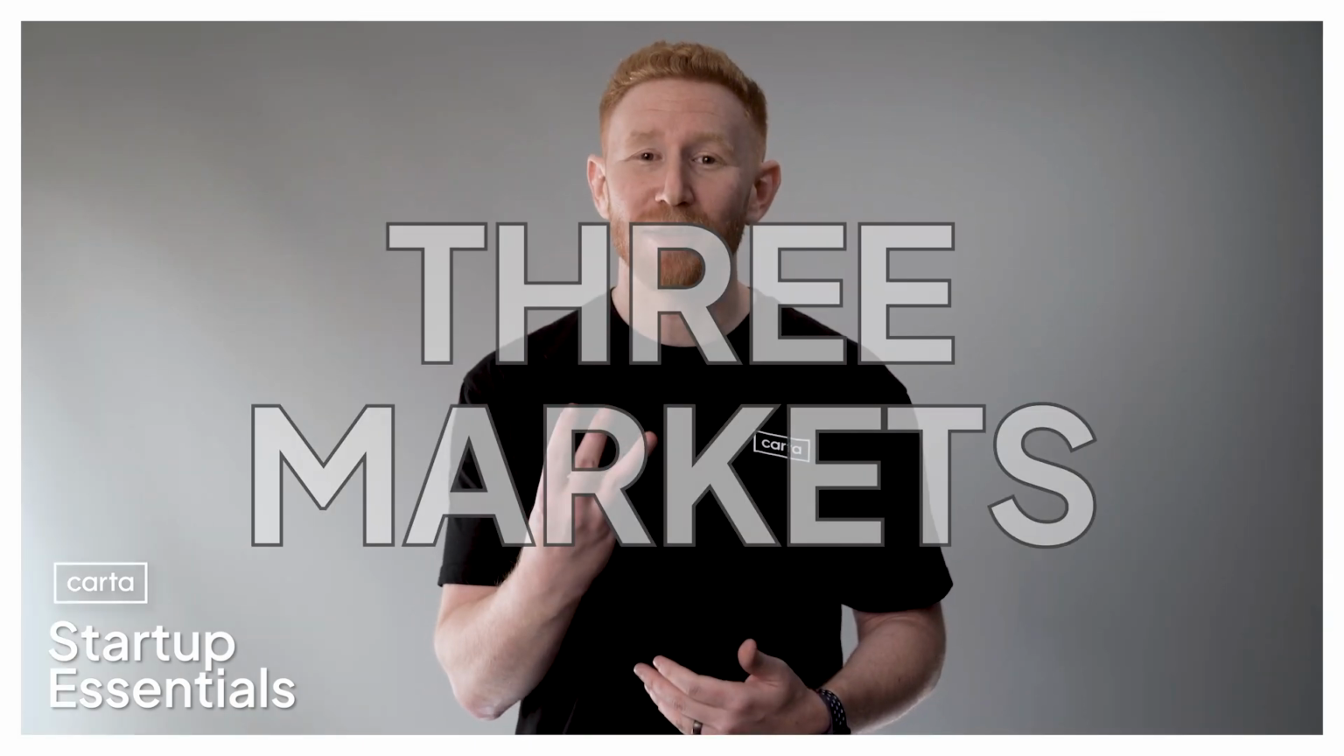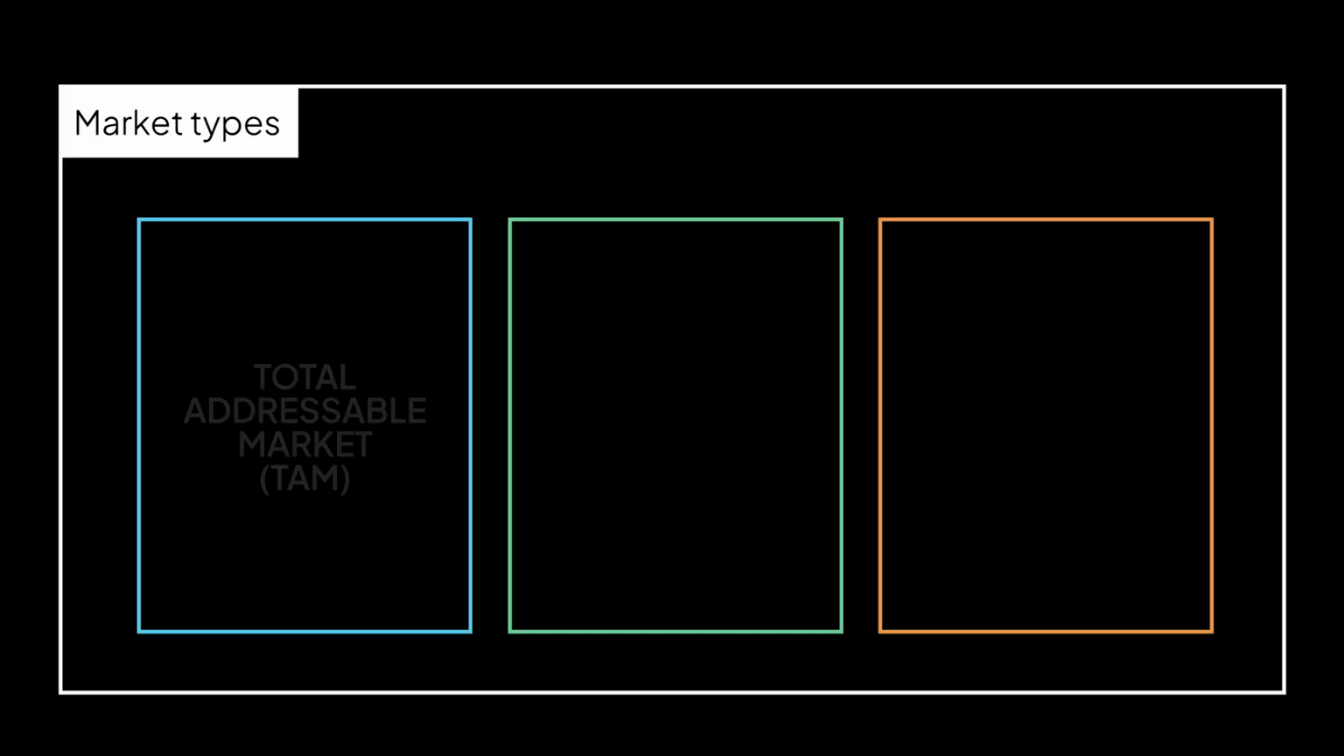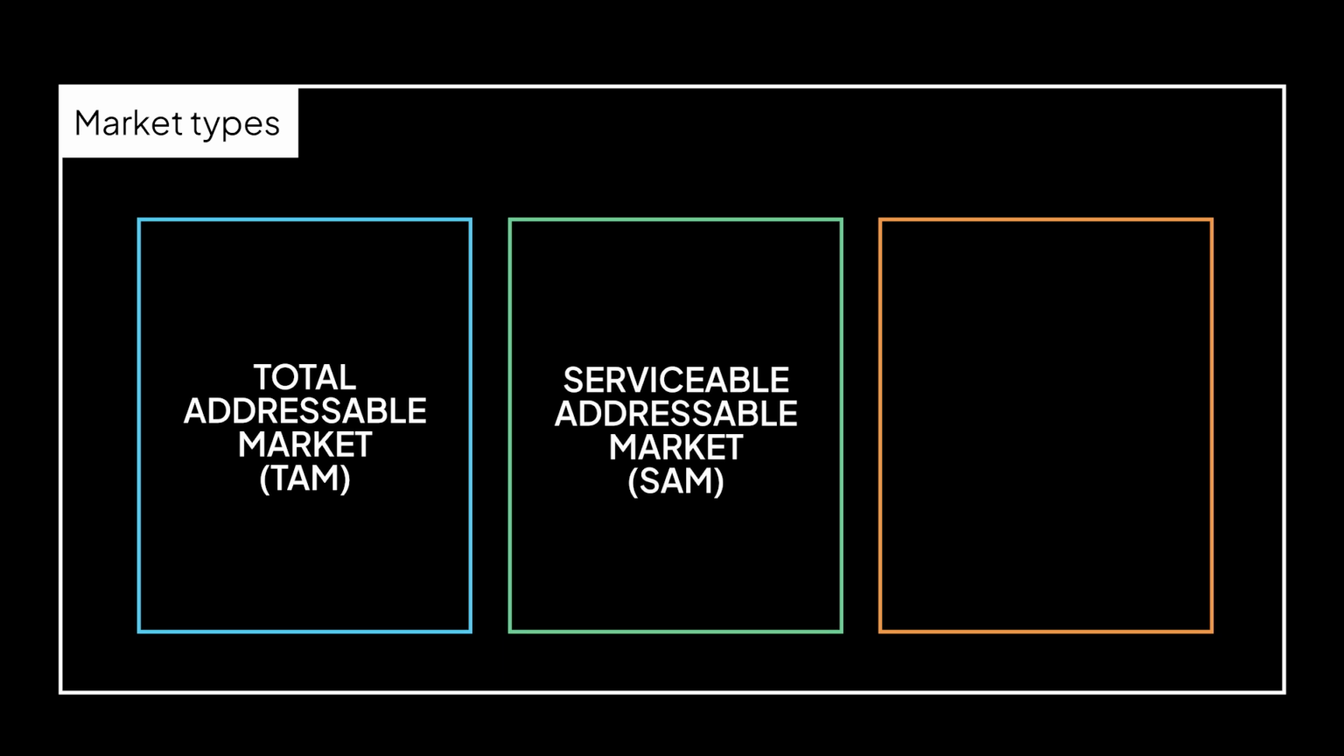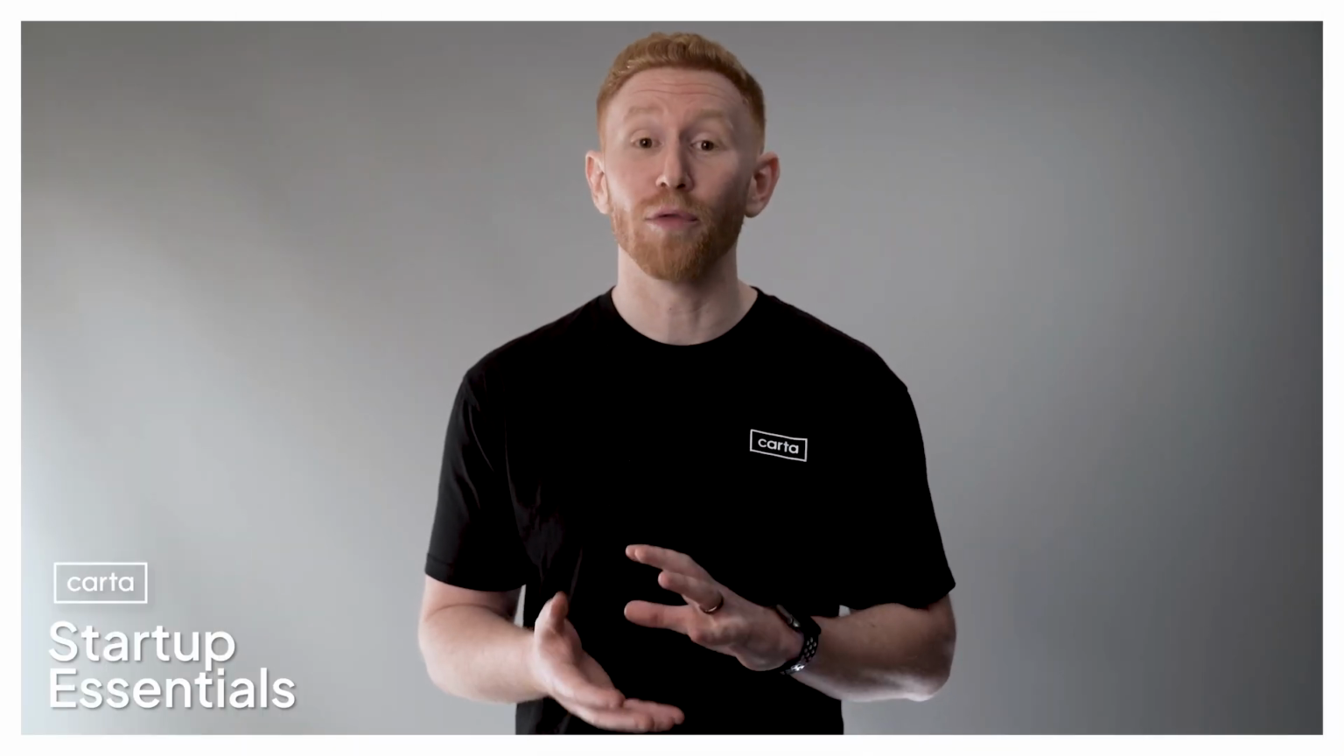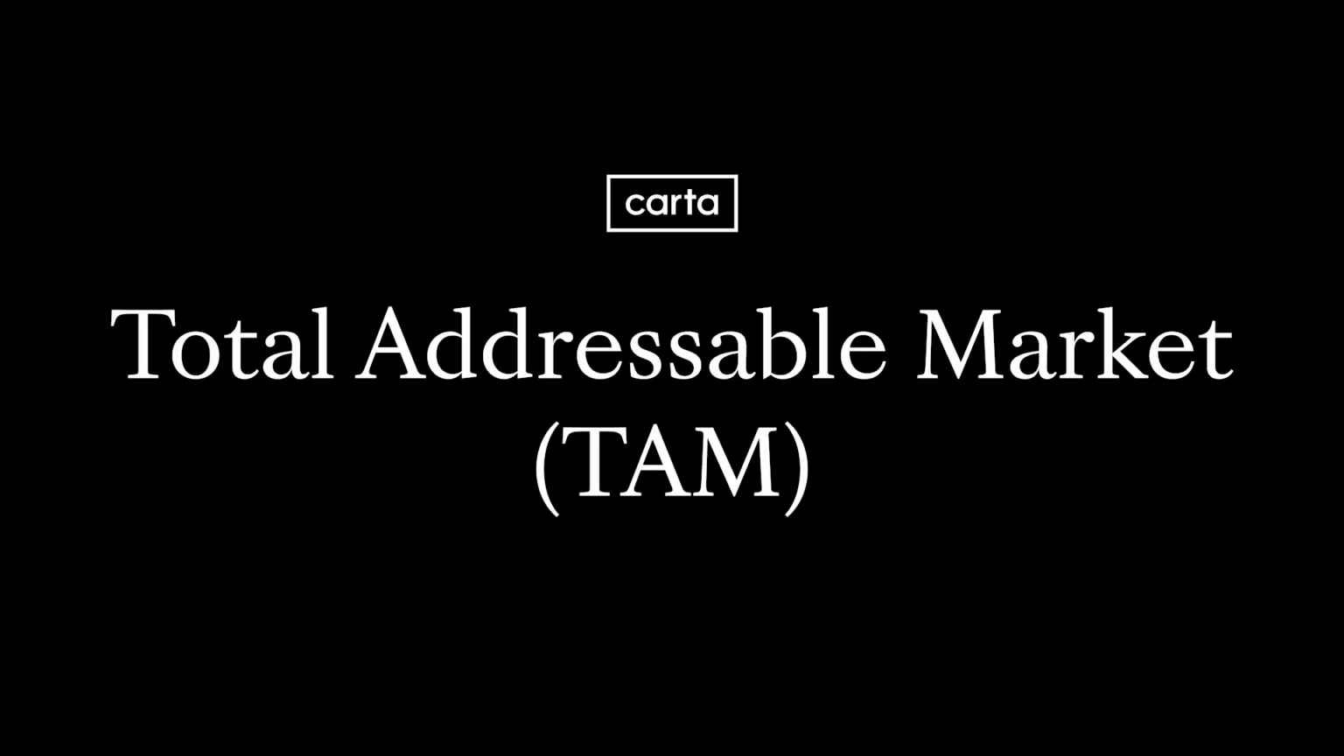So to help you figure that stuff out, there are three types of markets that you're going to want to understand before you get started. They are the total addressable market, or TAM, the serviceable addressable market, or SAM, and the serviceable obtainable market, or SOM. In combination, these three things are going to help you get a sense of your overall market size. So let's break each one of them down, starting with the first one, the total addressable market.